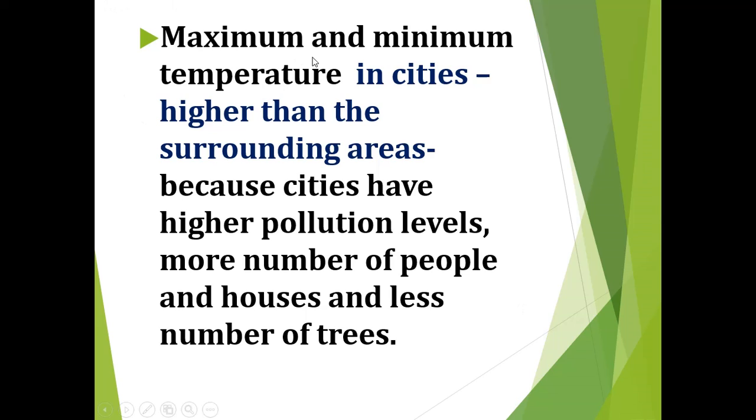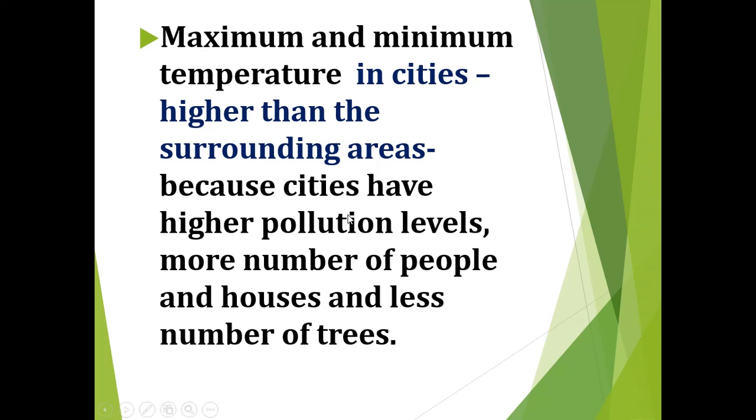Now, the maximum and minimum temperature in cities will be higher than the village or than the surrounding areas. Why? Because cities have higher pollution levels, and we know in cities there are more people. The population will be more, and there will be more houses and fewer trees. Due to this reason, the maximum and minimum temperature in cities will be higher than the surrounding areas. Understood, children?